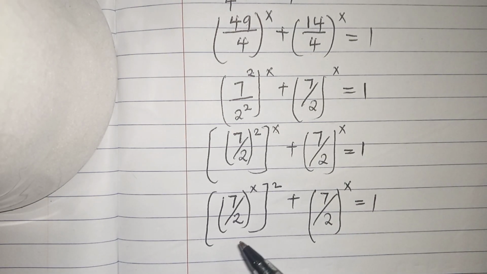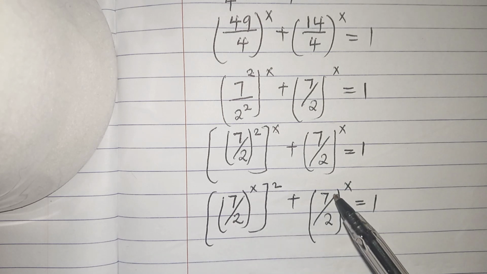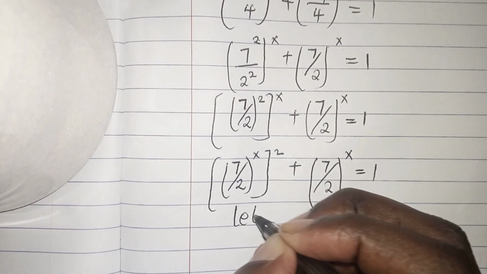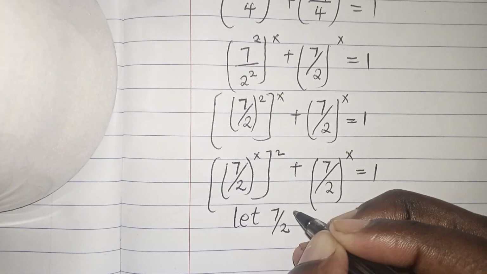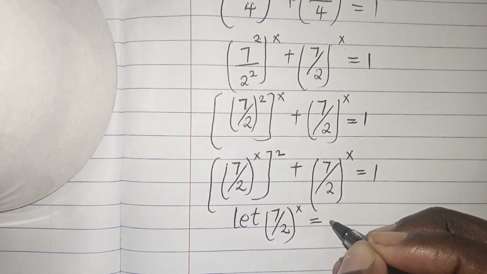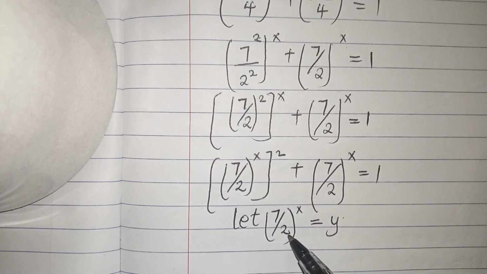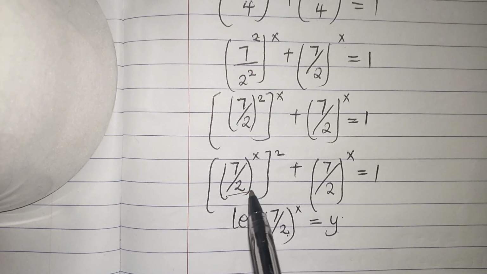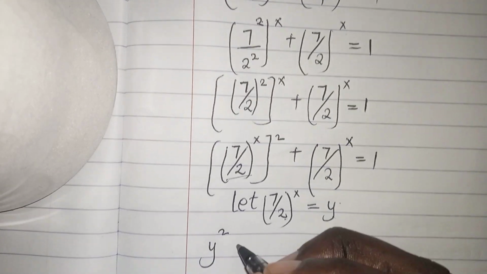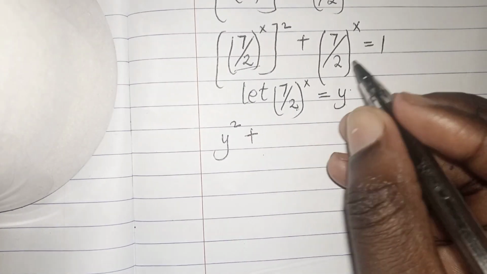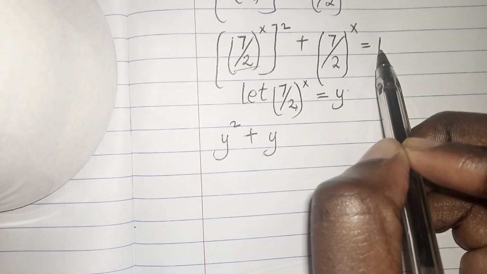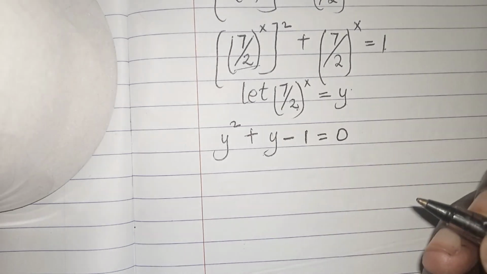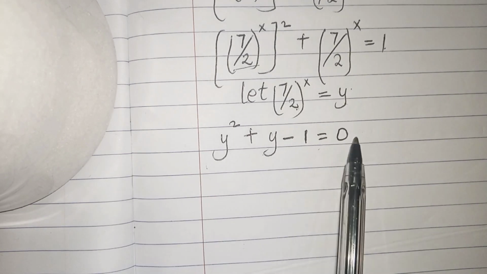So by doing so, you can see 7 over 2 to the power of x is common. So we are going to use the substitution method where we'll say let 7 over 2 to the power of x is equal to y. So where there is 7 over 2 to the power of x, we are substituting it with y. So this is y squared plus y. I'm bringing this one to our left hand side. So this is minus 1 is equal to 0. So you can see we formed a quadratic equation.